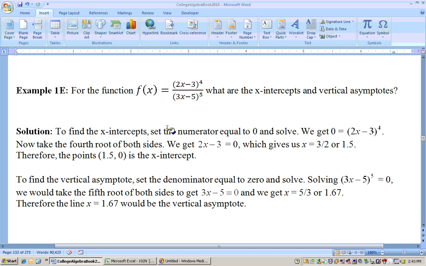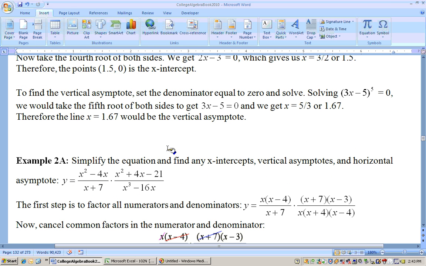Let's see, on this one, it says what are the x-intercepts and vertical asymptotes? Okay, the x-intercept is where 2x minus 3 equals 0. So setting that equal to 0, we would get 3/2. That's the x-intercept. And for the vertical asymptotes, setting the denominator equal to 0, we get 5/3. And we'll move on to the next problem on the next video.